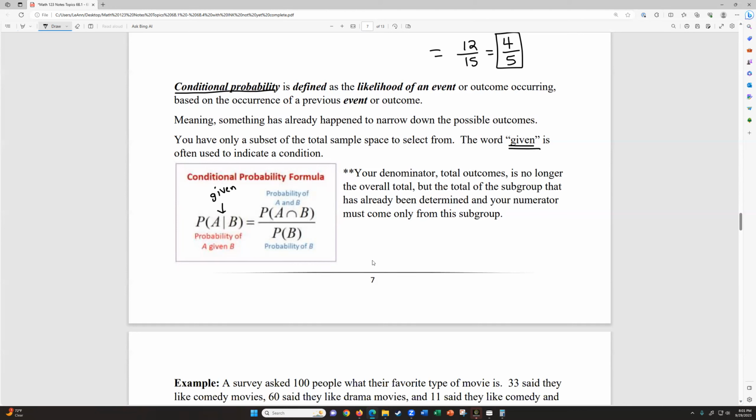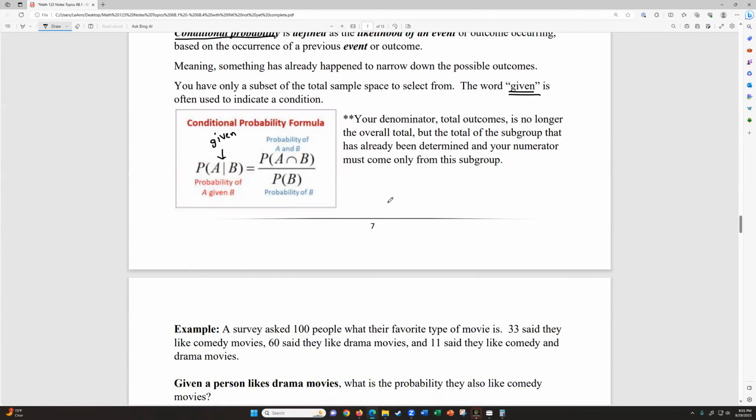What we do for the numerator is you find the probability of both. So how many cards in the deck are both a heart and a red card? That would go on top. And then how many cards are red? Because remember we said we already knew that out of all 52 cards, we know we have a red card. So that's the probability of the given part. So your denominator, which is total outcomes, is no longer the overall total, but the total of the subgroup that has already been determined, and your numerator must come only from this subgroup.